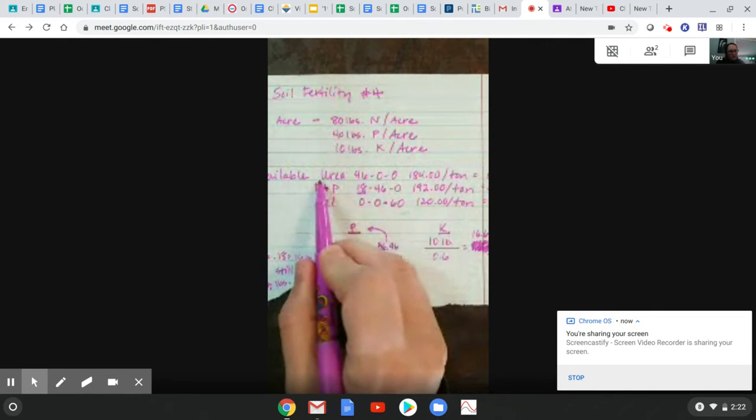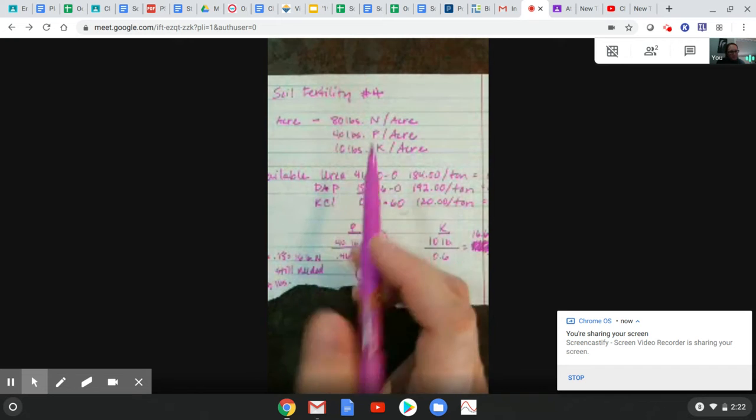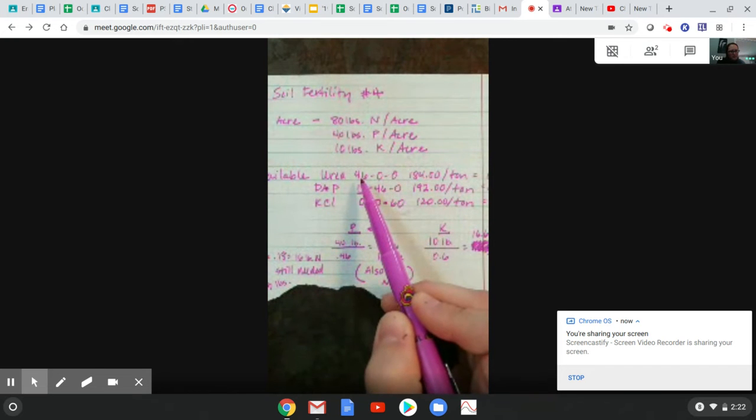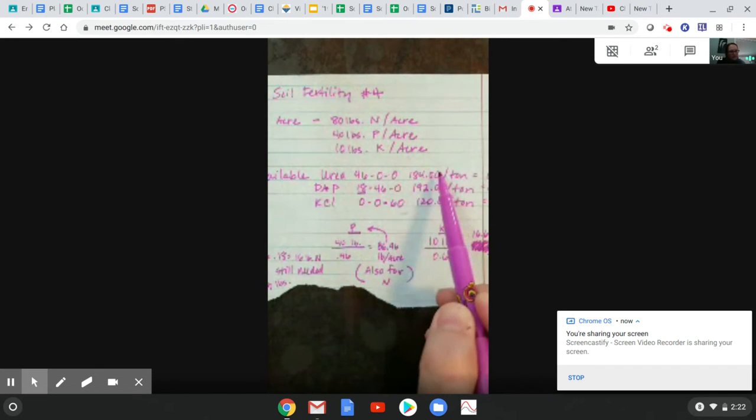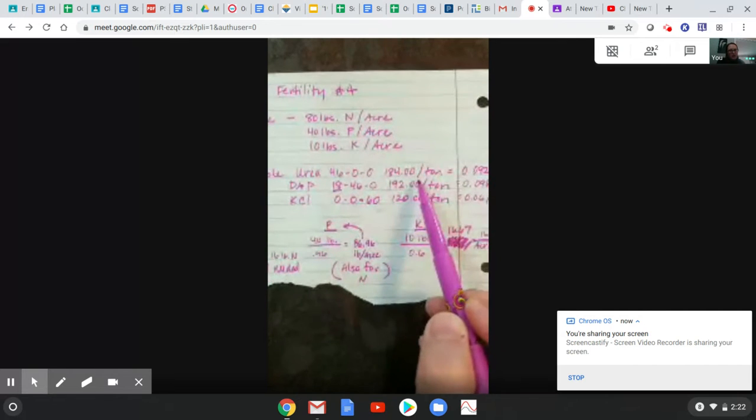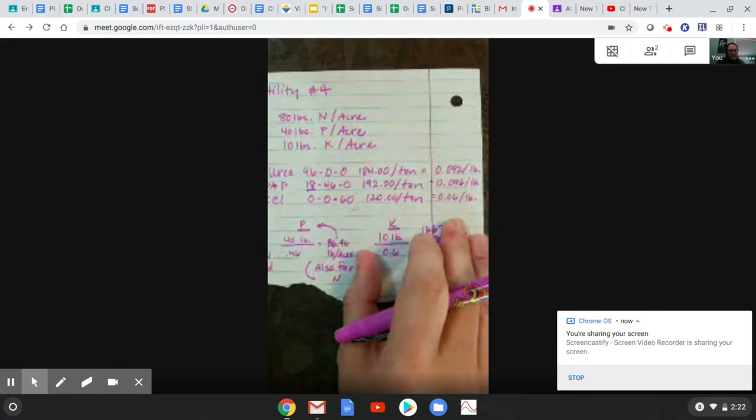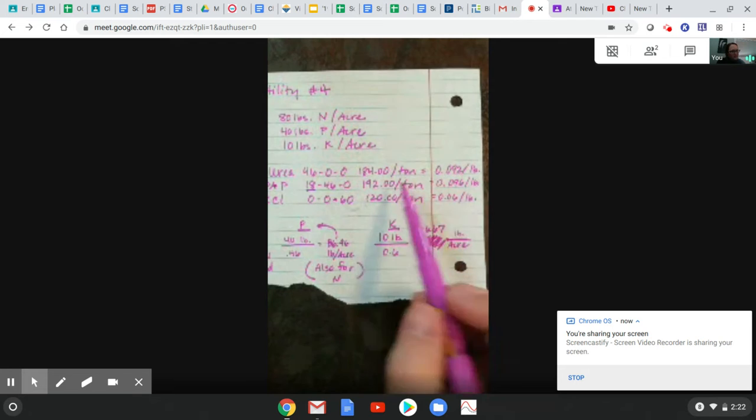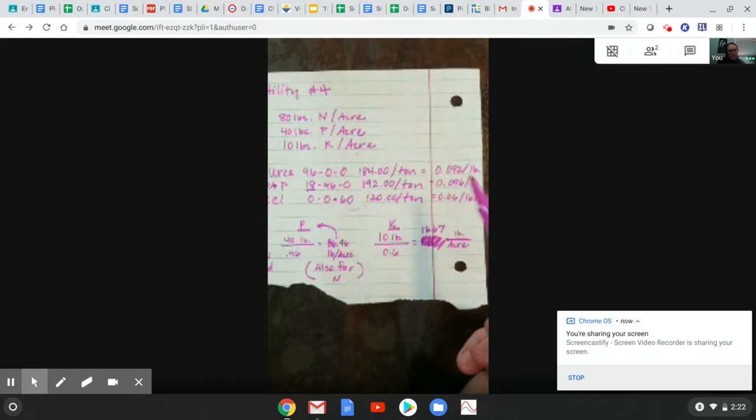For nitrogen, I can use this urea fertilizer, which has 46% nitrogen. And it tells me that that is $184 a ton. What I've gone ahead and done is calculated how much it is per pound. If a ton is 2,000 pounds, how much does it cost per pound? It costs 0.092 dollars per pound, so essentially 9 cents a pound.